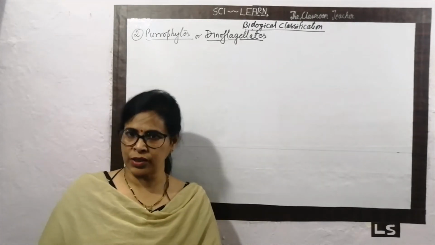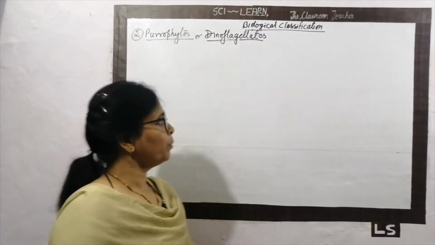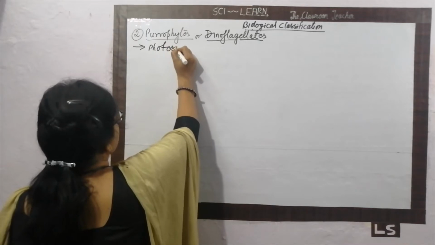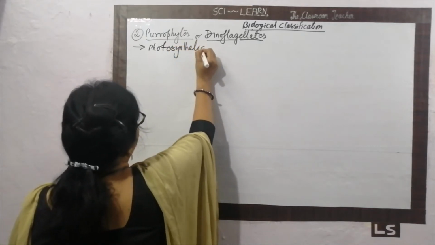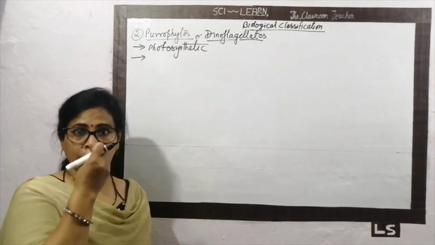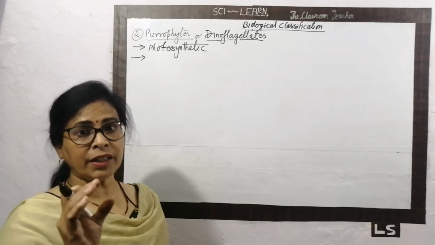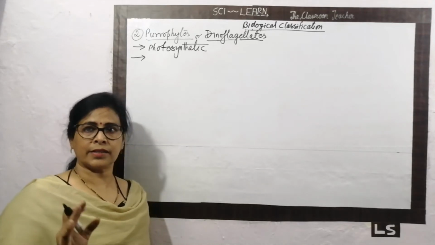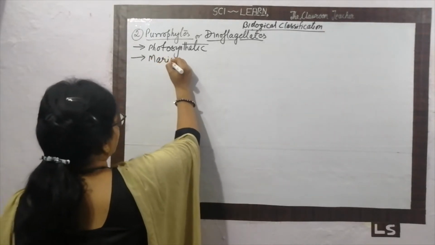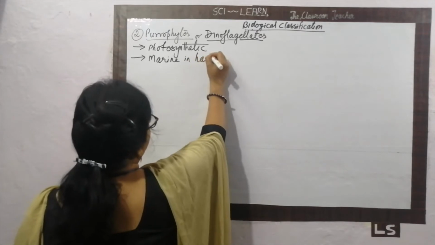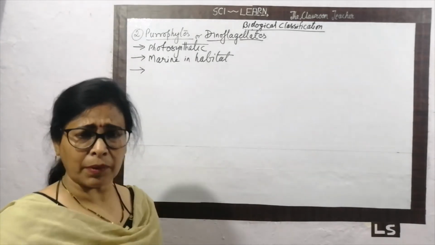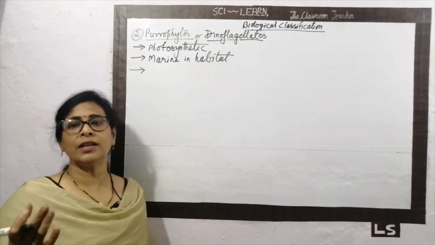What is the importance of this group? This is a photosynthetic group. As I told you, these first three protista members are able to prepare 80% of the food on the Earth's surface. These are especially marine species. The habitat is the marine habitat. They abundantly live in salty water or sea water.